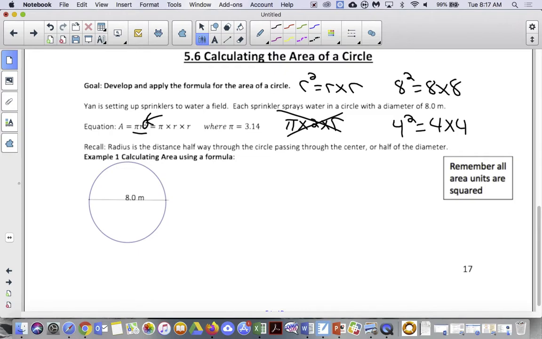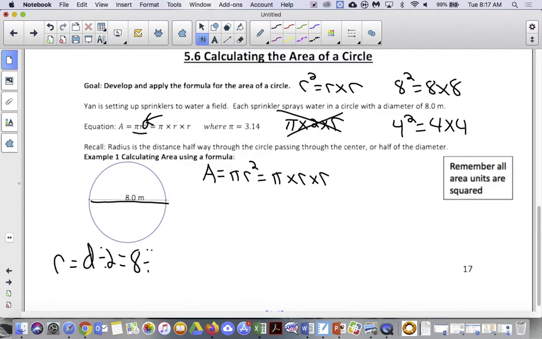So sometimes, like in the next example, you have to change the diameter to a radius in order to calculate the area. So the area is pi r squared, or pi times radius times radius. But there's an issue here. That 8 is not radius, that is diameter. So if I want the radius, remember, all I have to do is take the diameter and divide it by 2. So 8 divided by 2, and I get 4 meters. So now I have the radius, and I can calculate the area, or amount of space this circle takes up.